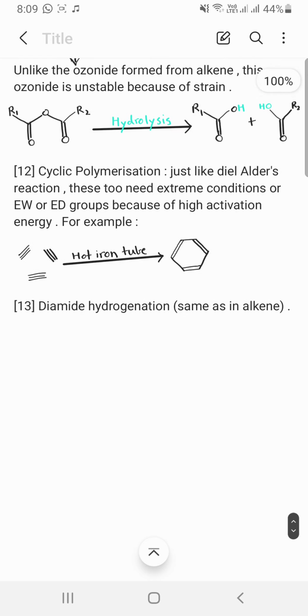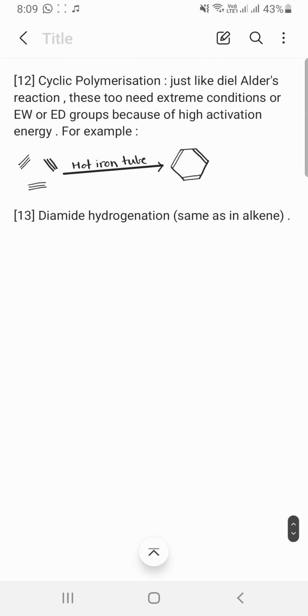Cyclic polymerization. Yeah, it's well known. So you need a hot ion tube or some kind of hot surface on which this can stick. That will give you this reaction. Diamine hydrogenation, same as in alkene. Okay, next.